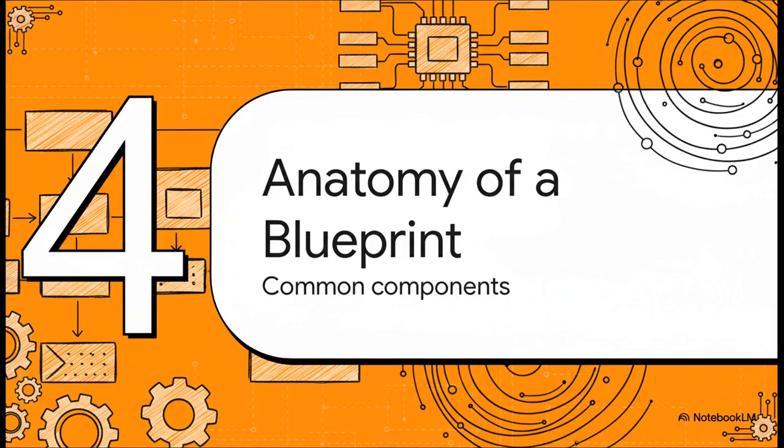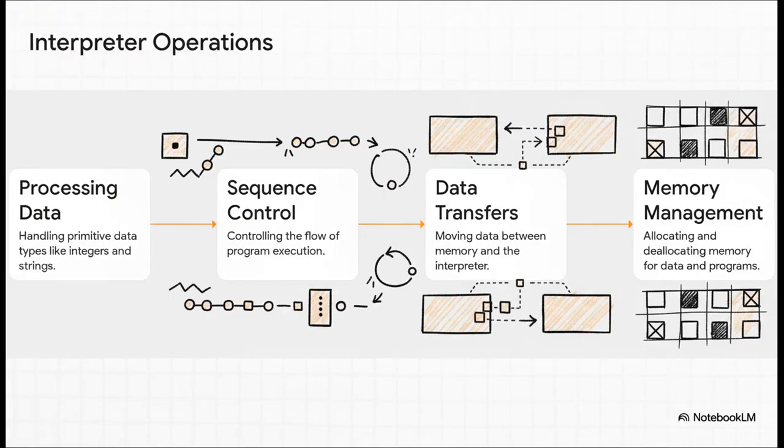So we've seen the all-powerful, the specialist, and the hyper-specialist. But what do they all have in common? What are the basic parts that make up any one of these blueprints? Let's pop the hood and take a look. Generally, you can break it down into 4 main jobs that every abstract machine has to define.